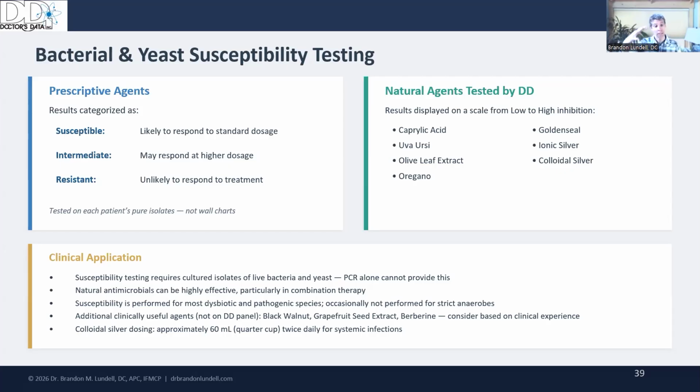Now, I'll give you a template. Doesn't mean I use all of those on every patient. So my dysbiosis protocol includes caprylic, uva ursi, olive leaf. Doesn't mean I use those on every one.